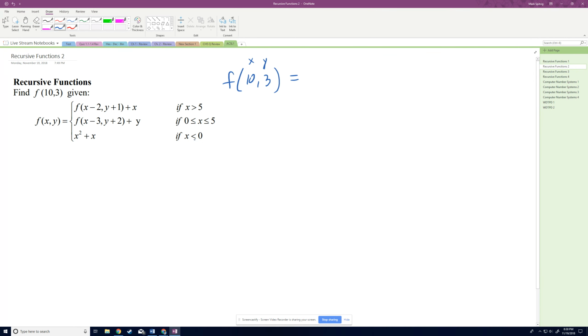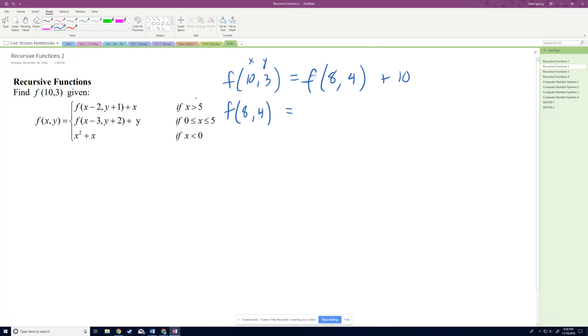We are just looking at what determines which function we're going to use. We're going to look at x. So x is greater than 5, so we're going to use this top one. So it's going to be f of x minus 2. Our x value is 10, so we subtract, and that's going to be 8. Then comma y plus 1, so we add 1 and get 4. And then we add x, which is 10. All right, so now we need to find f of 8 comma 4.